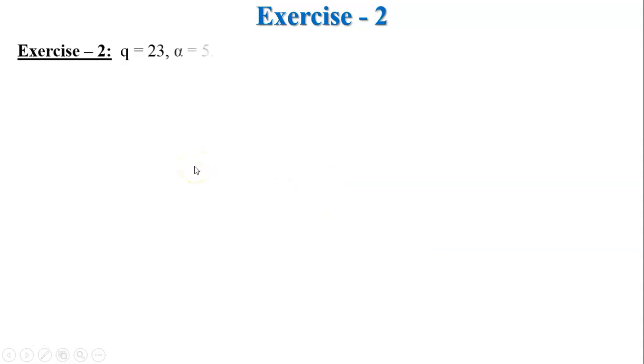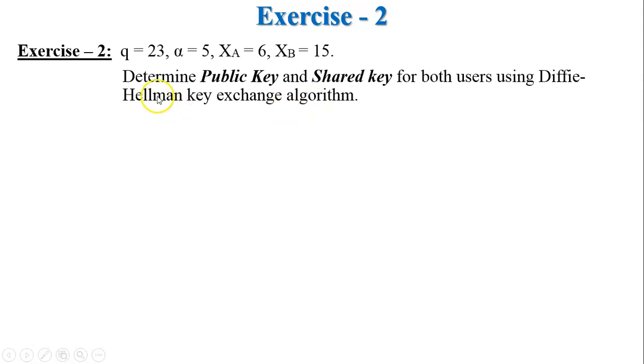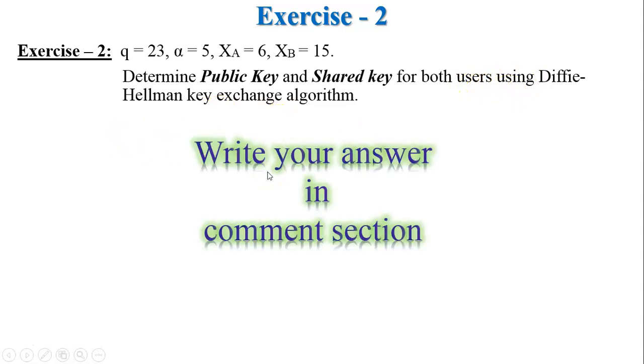For exercise 2, Q is equal to 23, alpha is equal to 5, XA is equal to 6, XB is equal to 15. Now determine public key YA, YB and secret key K for both the users A and B using Diffie Hellman key exchange algorithm. Write your answer in comment section.